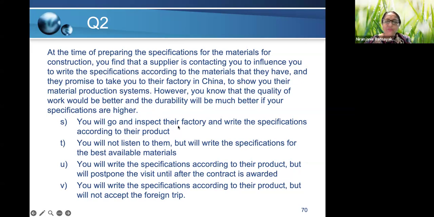You will go and inspect their factory and write the specifications according to their product. You will not listen to them, but will write the specifications for the best available materials. You will write the specifications according to their product, but will postpone the visit until after the contract is awarded. You will write the specifications according to their product, but will not accept the foreign trip. What will you do?